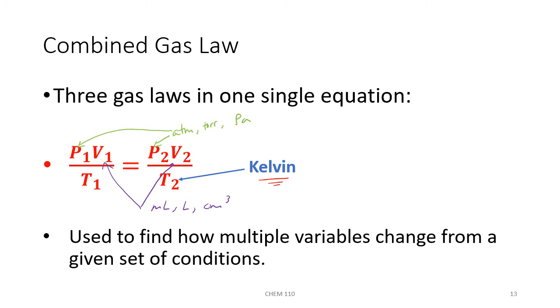Usually we use the combined gas law in problems where we know some given set of conditions of temperature, pressure, and volume, and we wish to find out how one of these variables will change when the others are changed. So now we're not restricted to adjusting one variable at a time. Maybe we change pressure and volume and we see how temperature reacts. Maybe we change volume and temperature and we see how pressure reacts. That would be an example where we want to use the combined gas law and not one of the individual gas laws.